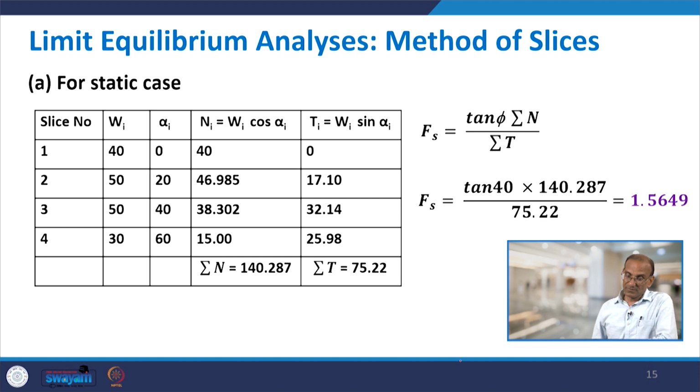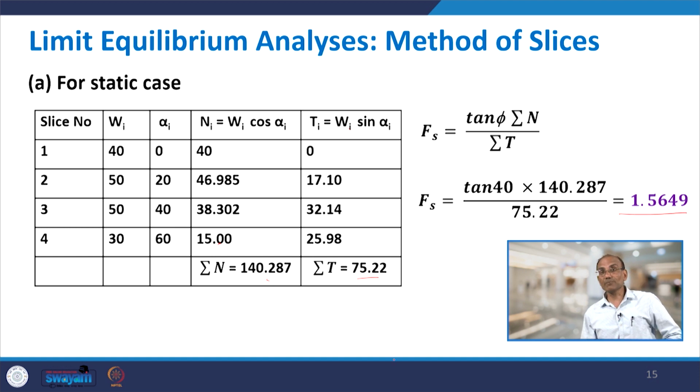So, what we do? We do the summation for Ni. Ni is nothing but Wi into cos alpha i. In this tabular form Wi is given, and alpha i for each slice is given. Ni is Wi into cos alpha i, which is listed here, and Ti is Wi into sin alpha i, because alpha is 0 for the first slice, so it will be 40 here and 0 here. So, the summation of N gives you 140.287, and T gives the other value. Ultimately, you find a factor of safety of 1.5649. This was the factor of safety which you find using the method of slices.